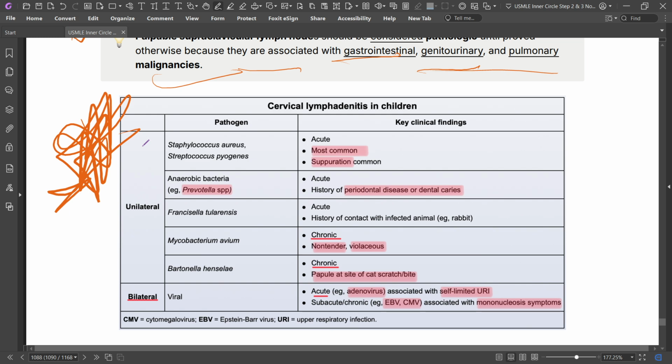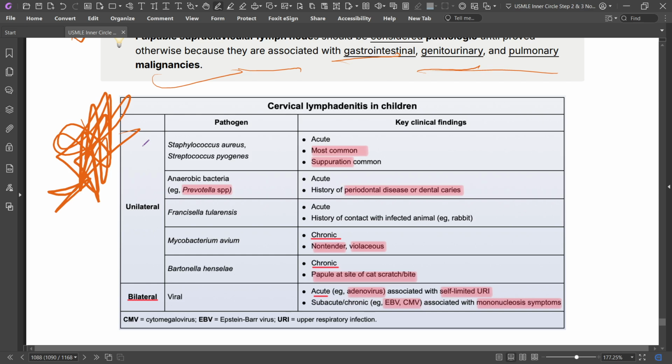Unilateral cervical lymphadenitis is bacterial; bilateral is viral. Unilateral bacterial pathogens are Staph aureus and Strep. It may be acute, which is most common, and suppuration is common.